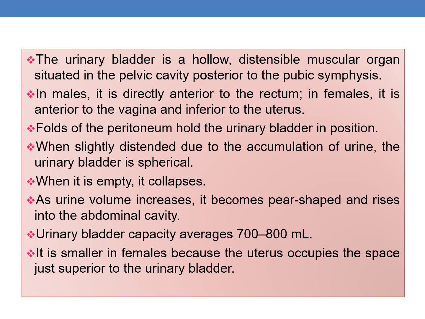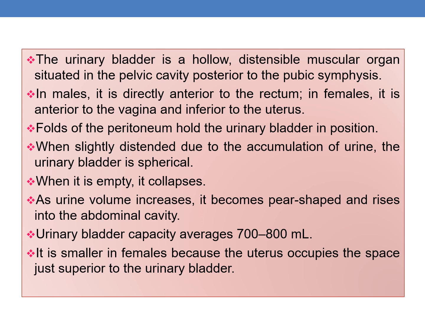Now coming to urinary bladder. The urinary bladder is a hollow, distensible muscular organ situated in the pelvic cavity posterior to the pubic symphysis. In males, it is directly anterior to the rectum and in females it is anterior to the vagina and inferior to the uterus. Folds of the peritoneum hold the urinary bladder in position.